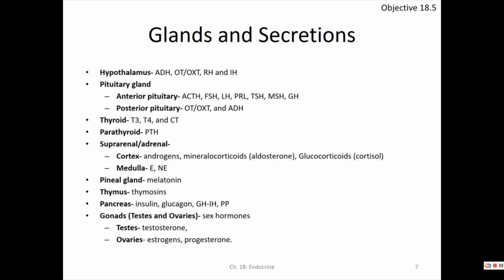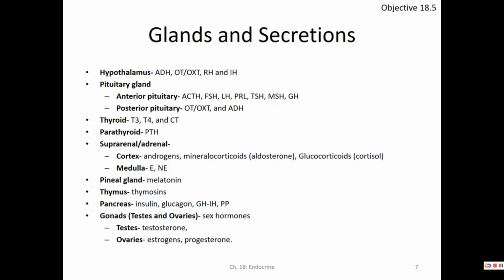OT or OXT, oxytocin. Oxytocin is a hormone released that does a lot of things. It is causing the reproductive tract to contract, to release, for example, seminal fluids during male orgasm, or also causes milk letdown. It causes milk to ooze. We'll talk about that later on.